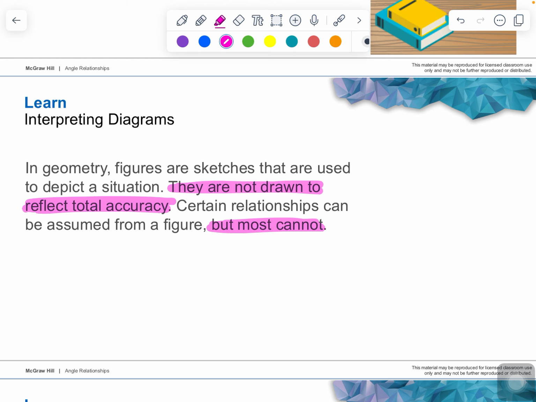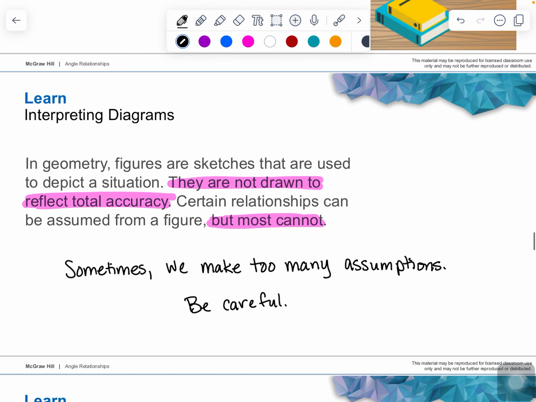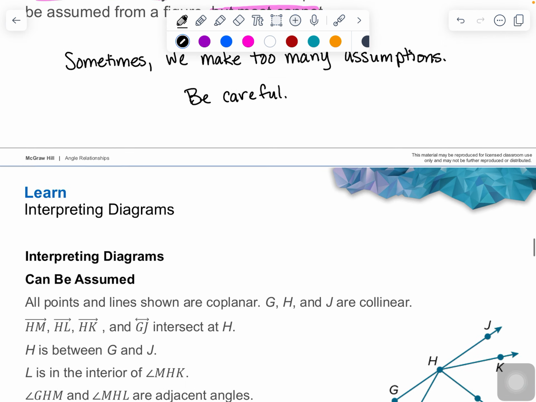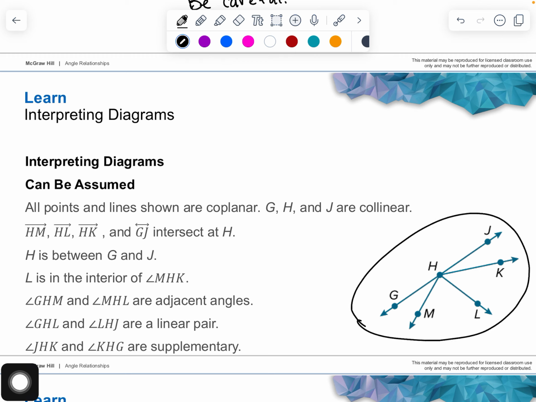And what we find is that sometimes we make too many assumptions. Be careful. All right. So let's look at what this means. If we look down here, at this example right here, in this one, things that we can assume.